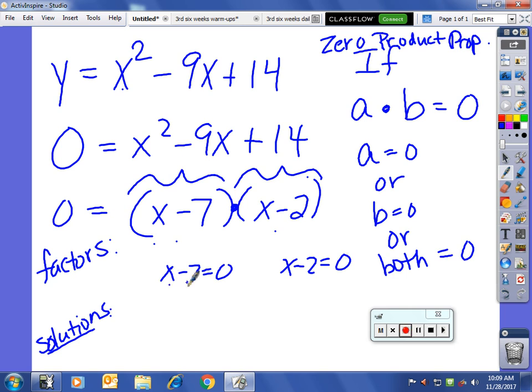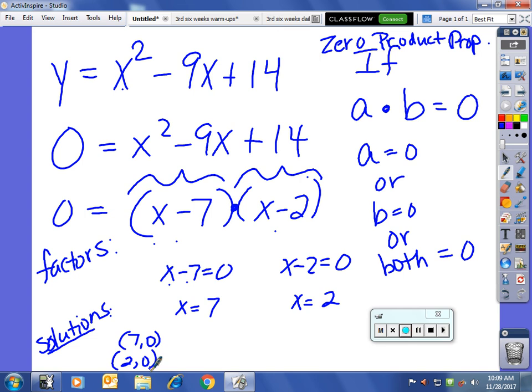So if x minus 7 equals 0, what's the solution? X equals 7. 7 minus 7 is 0. If x minus 2 equals 0, what's the solution? X equals 2. Those are the two roots of this problem. That's where this parabola does what? Hits the x-axis. These are the roots, the zeros, the x-intercepts. It hits at 7, 0 and 2, 0. Very good. Let's talk about the ways your answers will be shown. It hits at 7, 0 and at 2, 0.